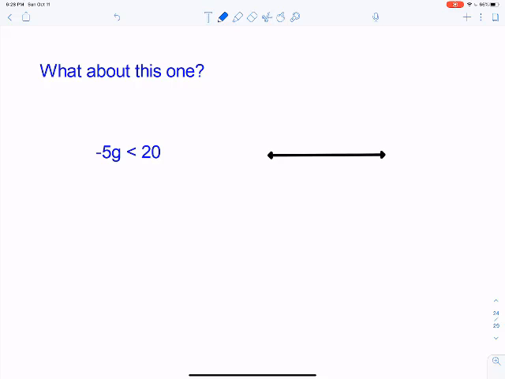So let's try this one. If you think about what we do on a typical problem, we're going to divide by negative 5 on both sides. So I'd get g is less than, and then 20 divided by negative 5 is negative 4. That means I need a number that is less than negative 4 in order to test this one. One number less than negative 4 is negative 5. So I'm going to try negative 5. Negative 5 times negative 5 is less than 20? Well, negative 5 times negative 5 is 25. Is 25 less than 20? No, it's not. That's kind of weird.